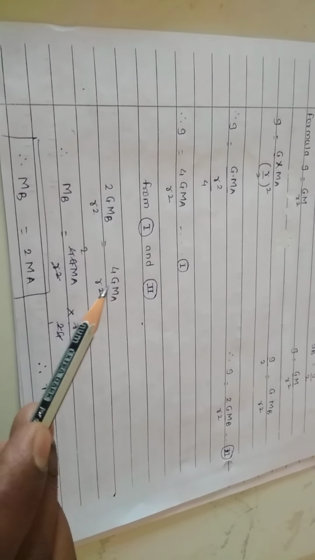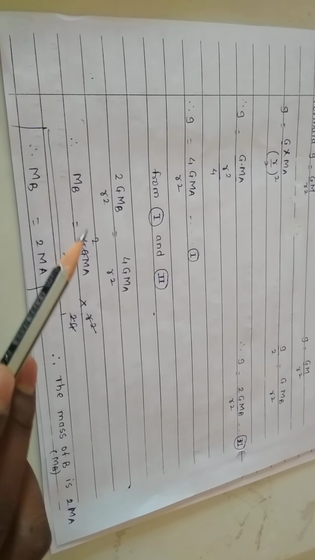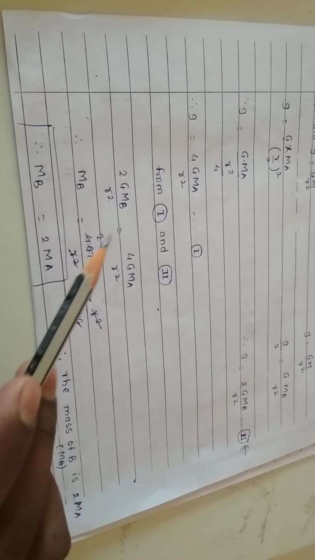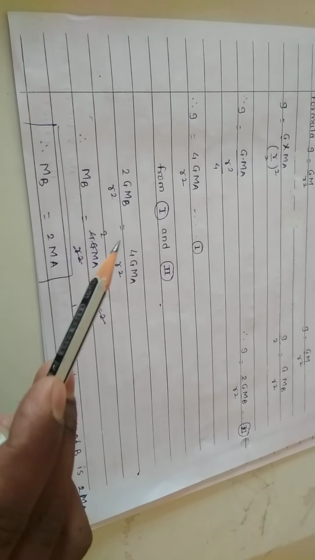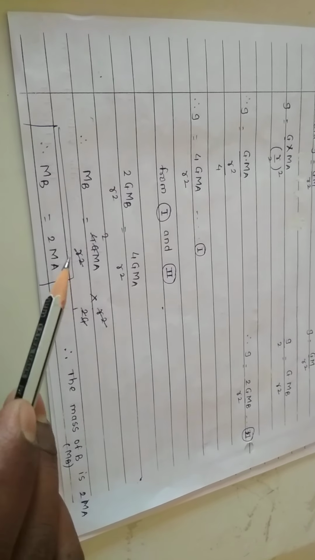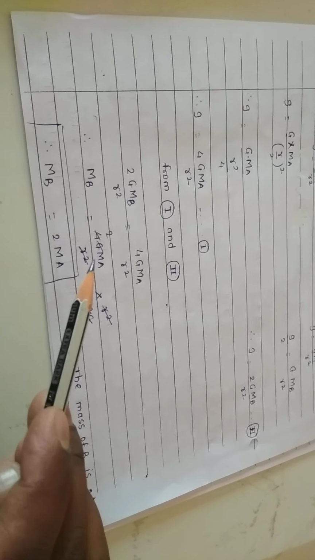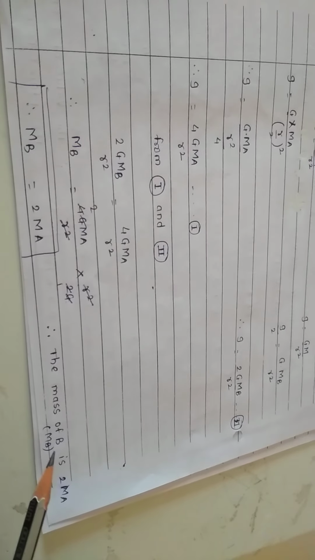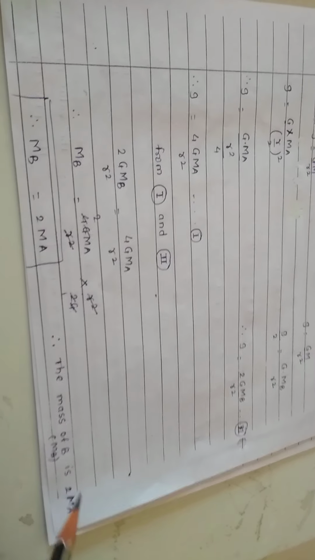So from 1 and 2, 2GMb divided by r square is equal to 4 into GMa upon r square. Therefore, we take Mb on the left hand side. 4GMa divided by r square, this 2G goes on the right hand side, so it becomes divided by 2G. So r square gets cancelled, G gets cancelled, 2 1s are 2, 2 2s are 4. So what is remaining? Mb is equal to 2 into Ma. Therefore, the mass of B is 2 Ma.